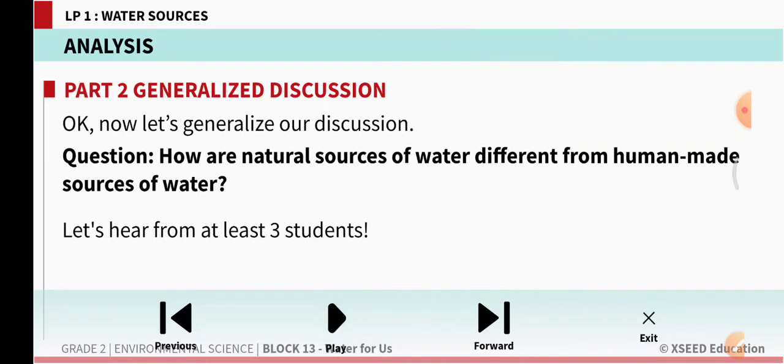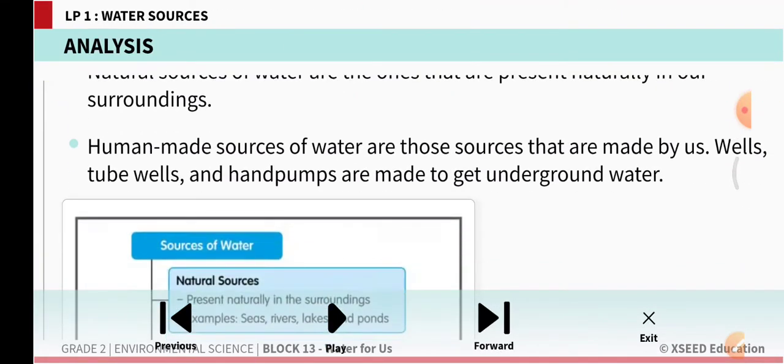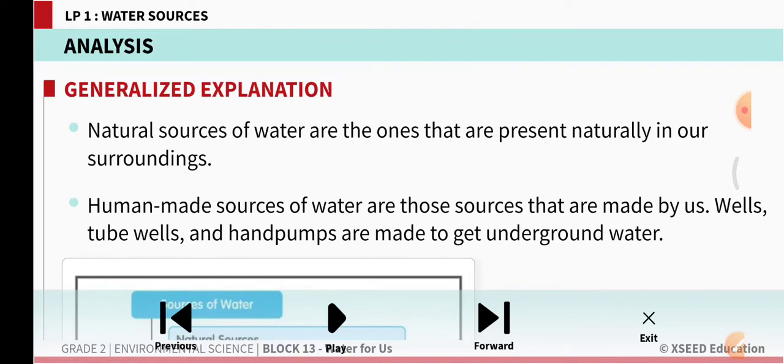How are natural sources of water different from human-made sources of water? Natural sources of water are the ones that are present naturally in our surroundings. Okay, natural sources of water are seen around us. They are free in nature. They are not human made.